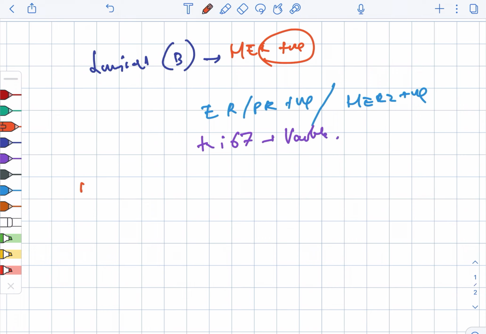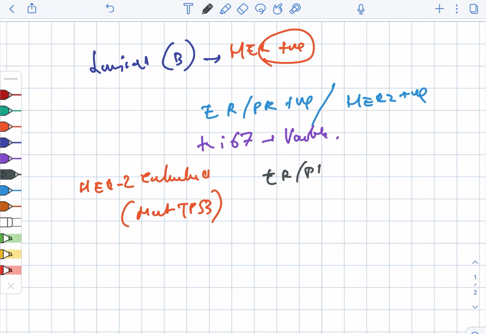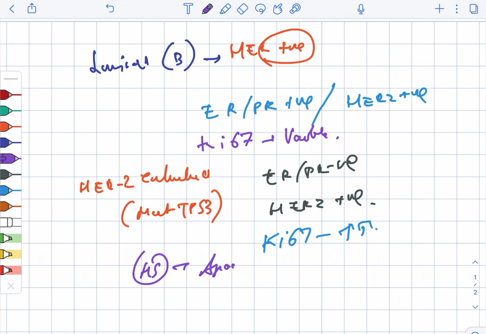Now moving on to the HER2, this is enriched and it is the mutated TP53. Here the receptor status, it is ER and PR is negative, the HER2 is positive, and the Ki67 is simply high. Now here looking at the histological subtypes, it includes the apocrine as well as the micropapillary carcinoma.